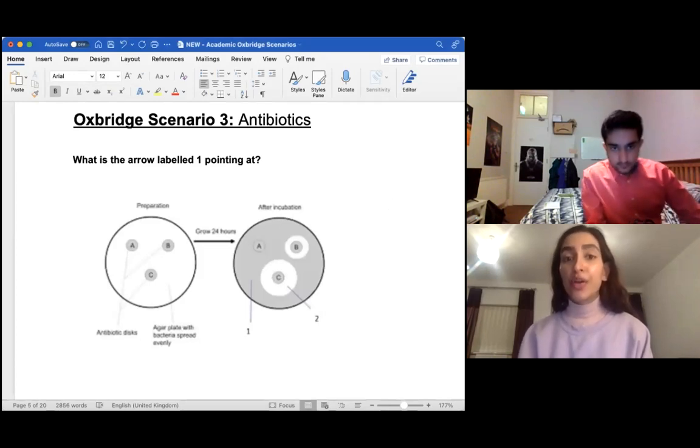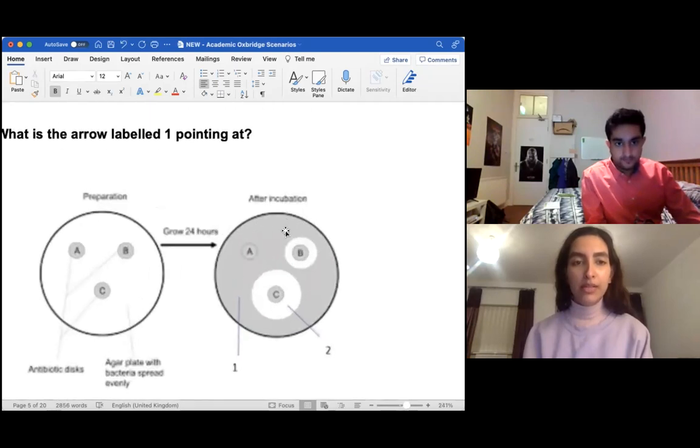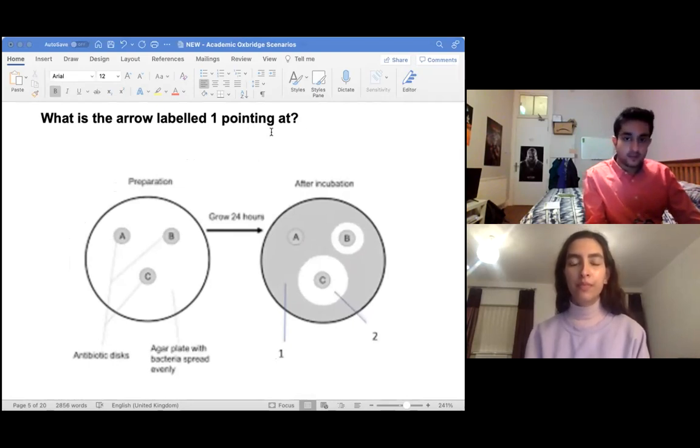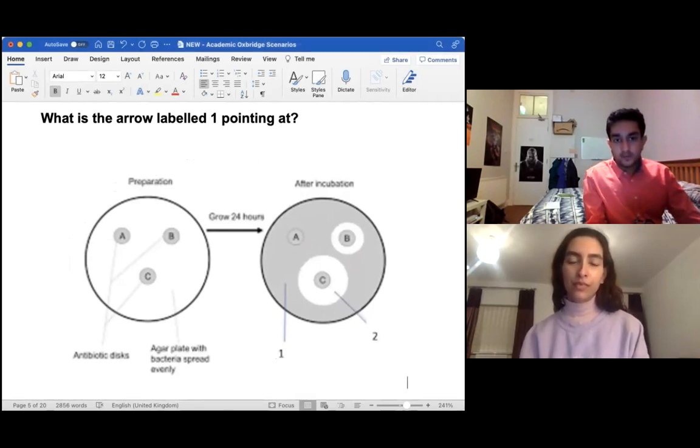So we're on to scenario 3 now on antibiotics. Can you see this diagram clearly? I can zoom in a little bit more. Yeah. Okay. Can you see what the arrow labeled 1 is pointing at? So I think that's after the incubation, where the bacteria are present, because obviously the agar plate will contain all the nutrients required for the bacteria to grow, and the incubation will provide the right temperature to promote that growth. So arrow 1 points to where the bacteria is growing.